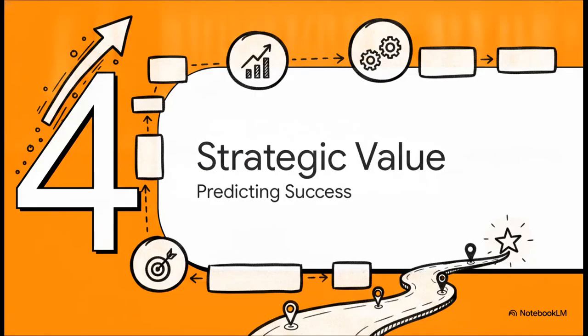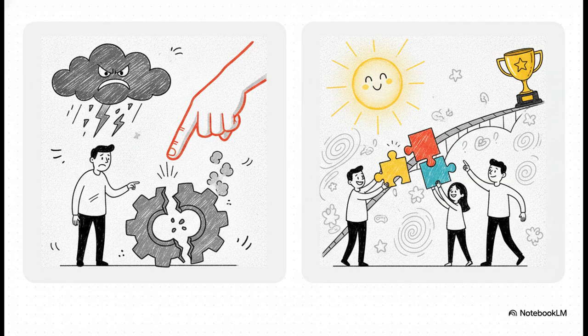So, the crucial point is what we cover here in Section 4, the strategic value of predicting operational success. Look, this isn't just about tweaking a few metrics on a whiteboard. It represents a monumental shift in an organization's entire operational philosophy. By replacing the traditional habit of reactive management with a genuinely proactive culture, you completely change the dynamic of your workforce.